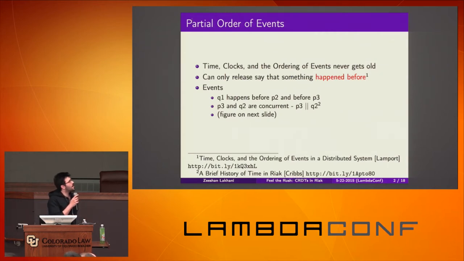All right, so when we think about eventual consistency, there are a lot of consistency models out there, but eventual consistency is a really tough one. We want it because it has high availability, and that's what a lot of systems we use have. But in the world of high availability, in the world of concurrency and distributed systems, this one paper comes to mind all the time. This is the famous Lamport paper, Time, Clocks, and the Ordering of Events. It never gets old, and he says specifically in the paper, you can only say that something happened before.